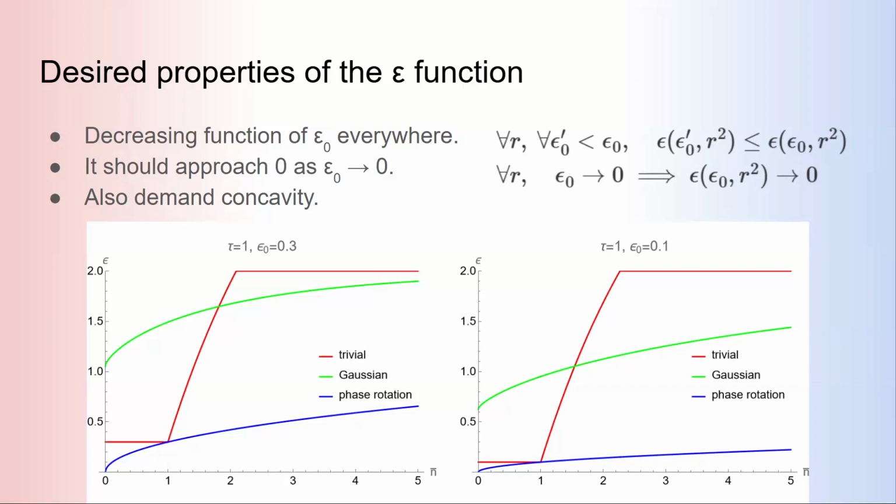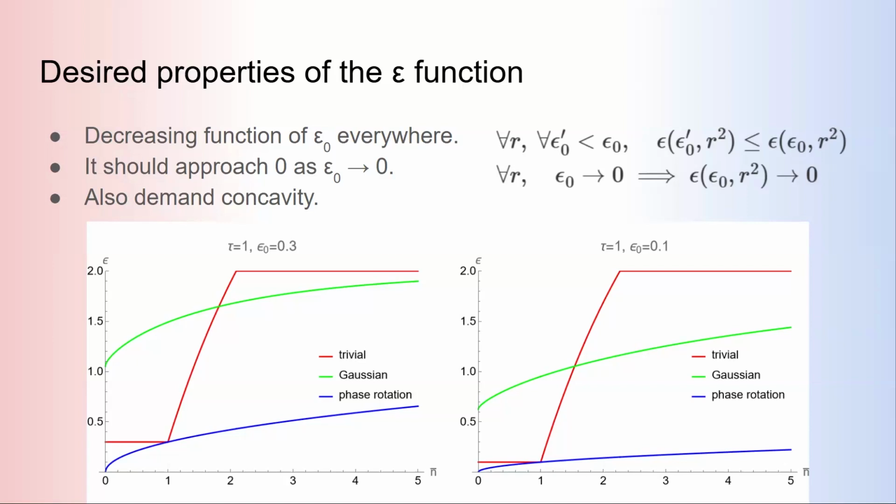But that doesn't satisfy the fact that it should approach 0 as epsilon naught goes to 0, because in the high energy regime it's always going to be 2, even if we get epsilon naught to 0. And this is a slightly better trivial function, where we just interpolate using the data processing inequality. But the specific function, sorry.